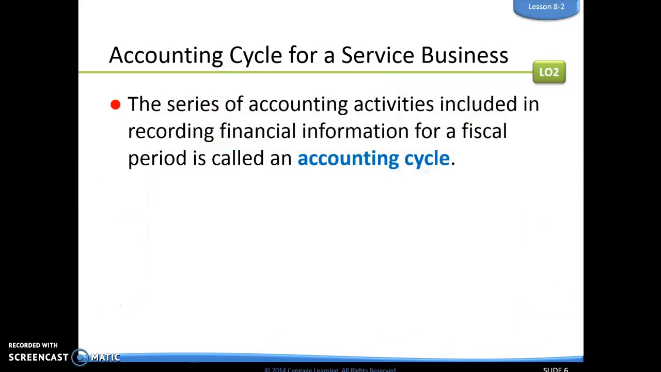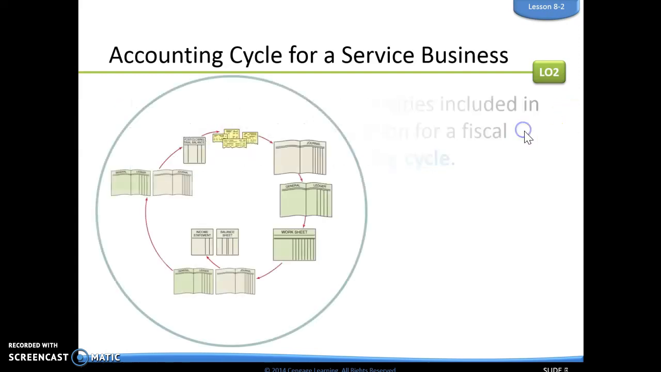An accounting cycle is the series of accounting activities included in recording financial information for a fiscal period. So here they're giving us a visual of our accounting cycle for a service business. You will need to know these steps. So make sure that you are paying attention to this. You will need to know this for the test.